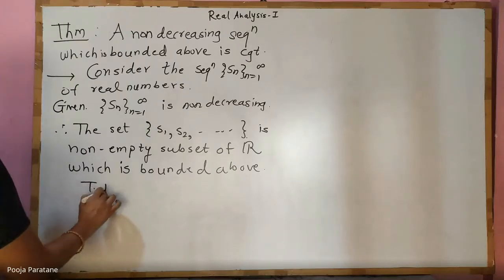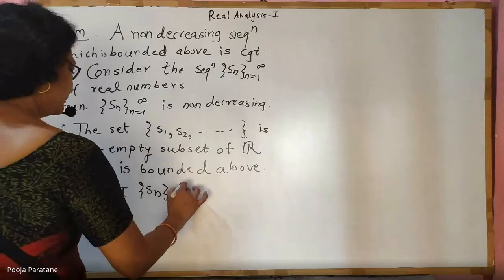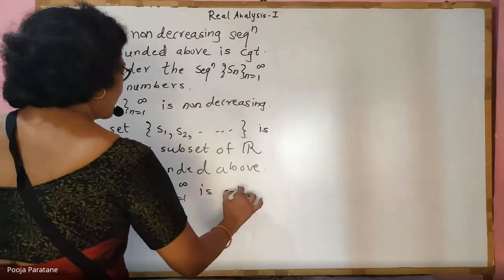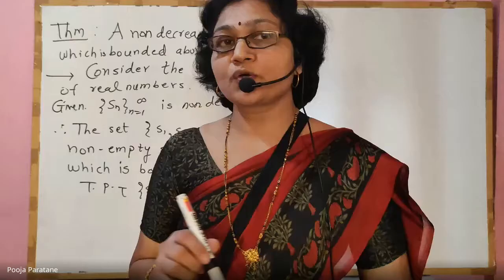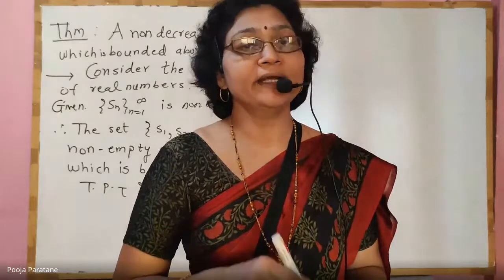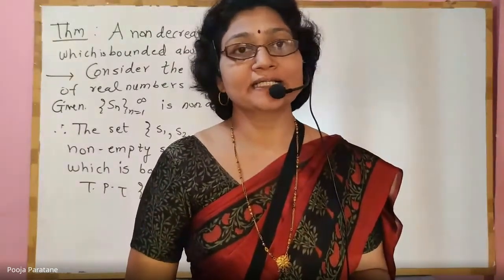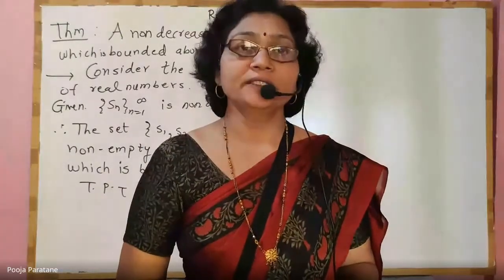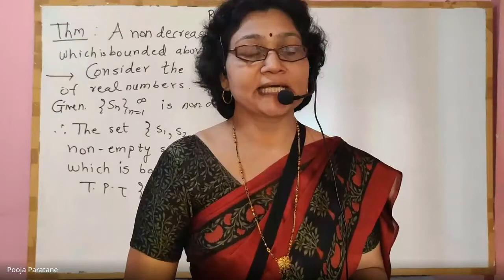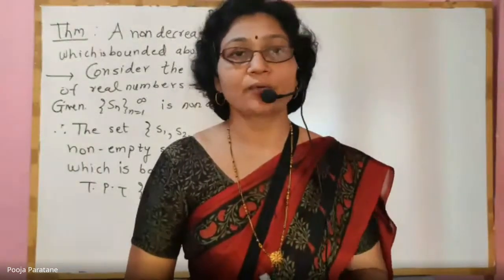What do we want to prove? To prove that the sequence Sn is convergent. To prove that the sequence Sn is convergent means to prove that the limit of the sequence exists. That is, for given epsilon greater than 0, we have to find such N such that modulus of Sn minus L is less than epsilon for all n greater than or equal to N. So this we have to find.